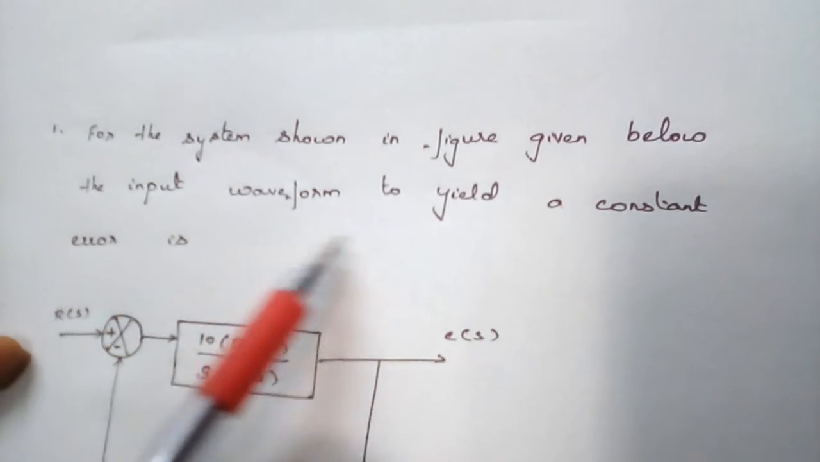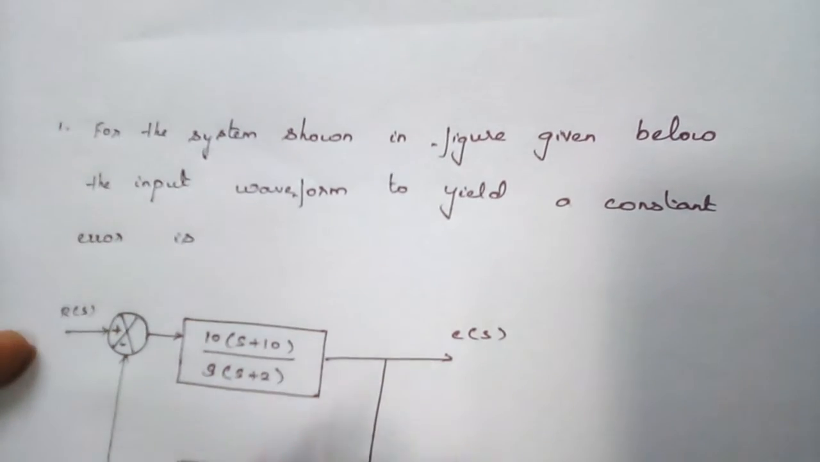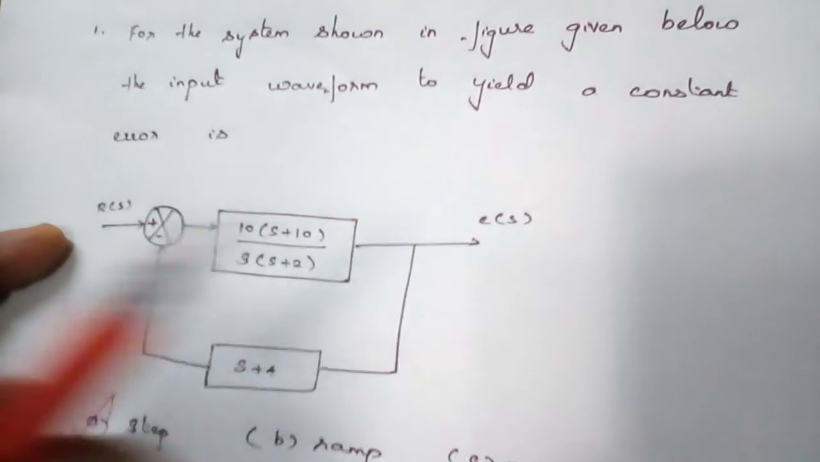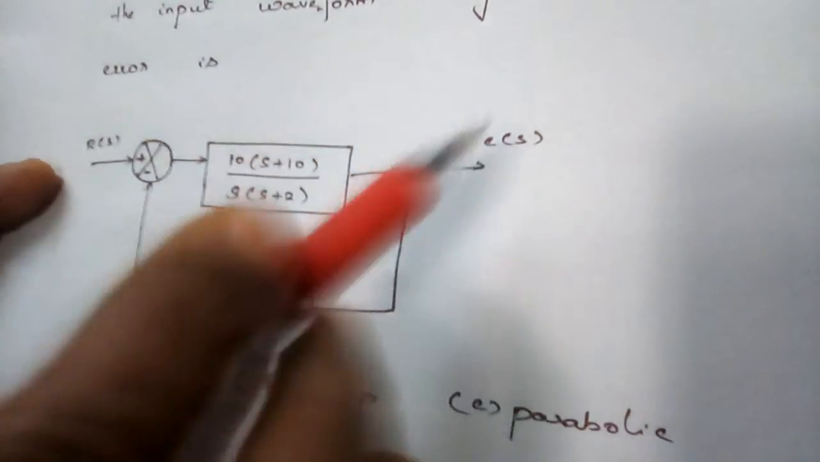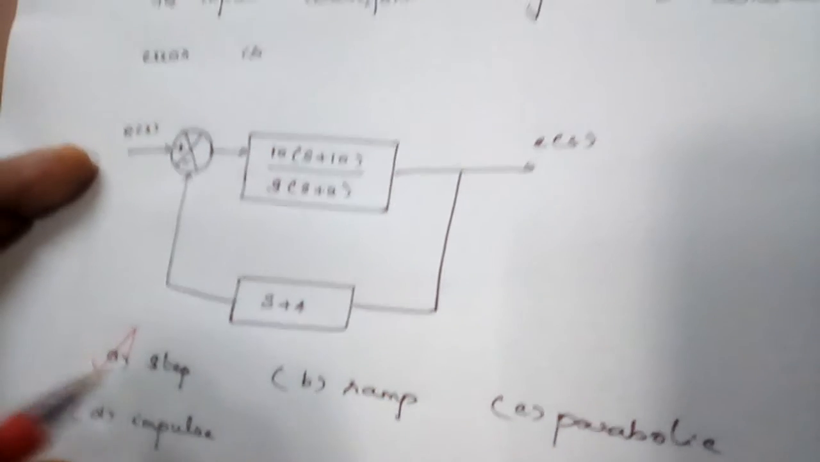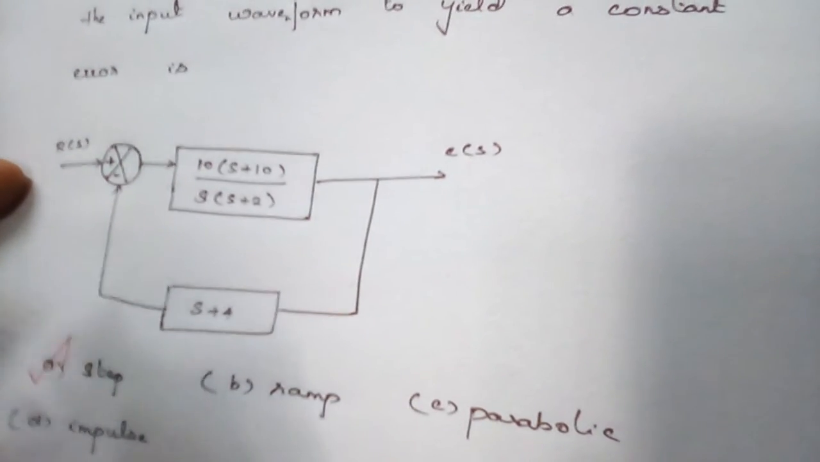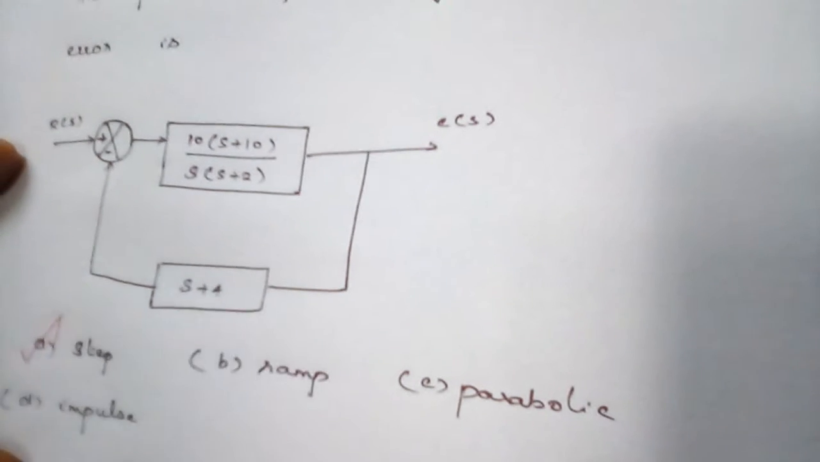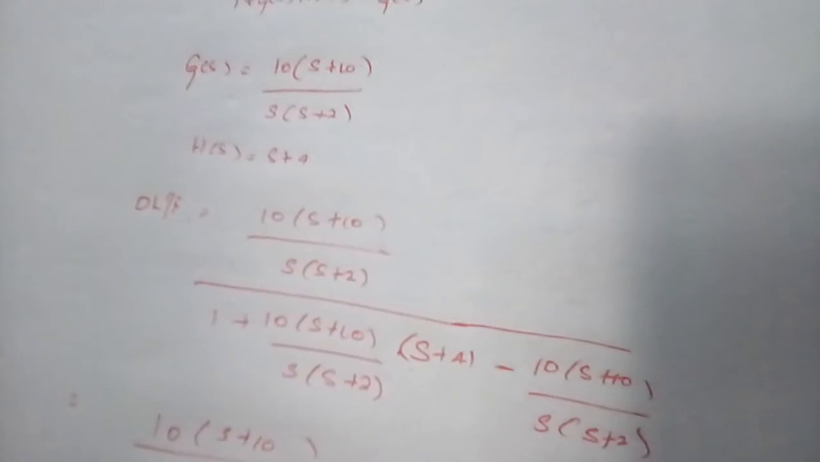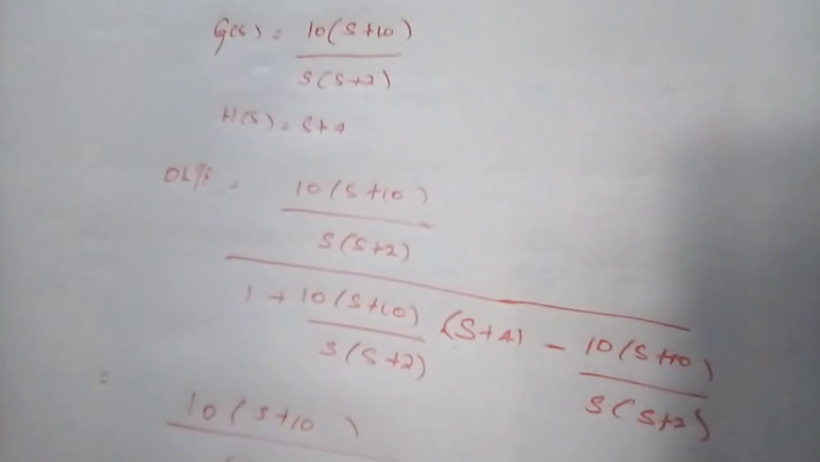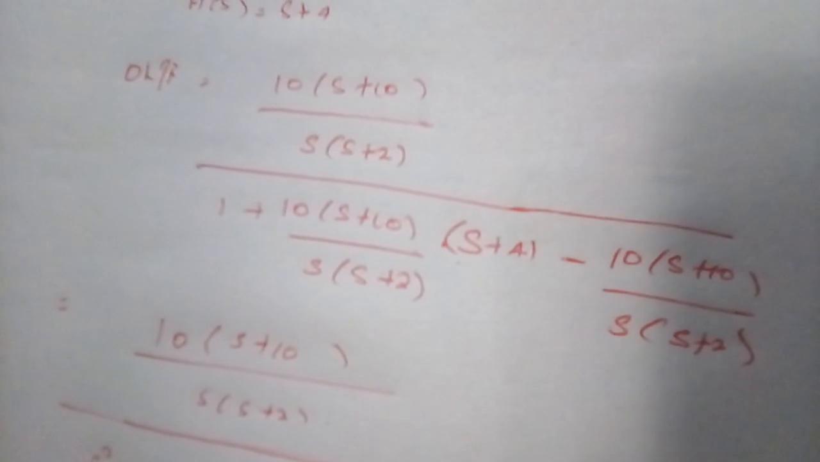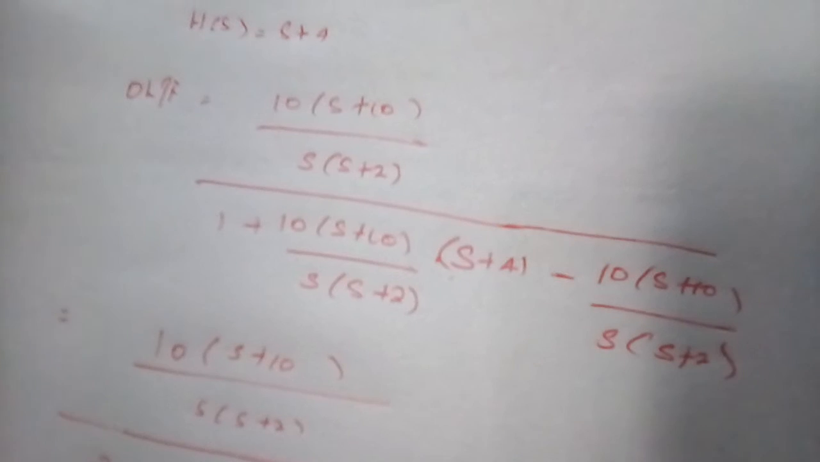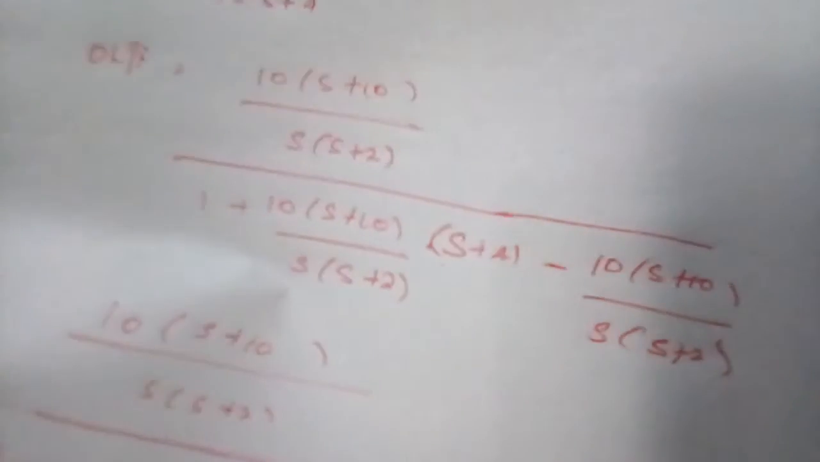So I repeat, for the system shown in the figure given below, the input waveform to yield a constant error is. This is the block diagram given. This is nothing but the system without a unity feedback. So, in order to find out which type of input produces a constant error, we need to convert this into the open loop transfer function which has a unity feedback. So for conversion, I have taken the formulas as such, and I obtained the transfer function. The transfer function is a type 0 system, and for the type 0 system, the constant error is only in the case of step input, right?